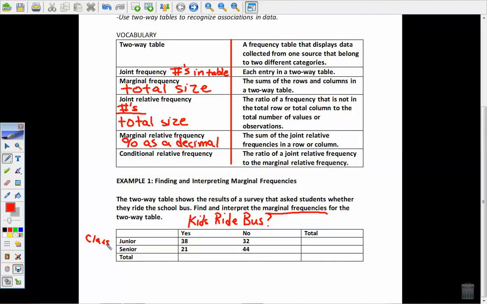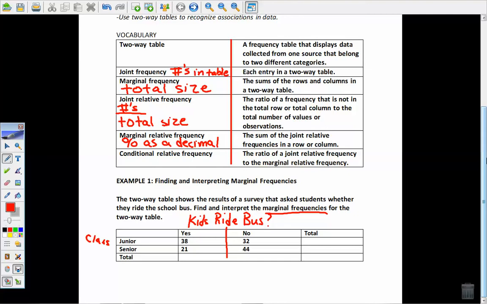Okay? So in this table right here, put my line right there. In this table right here, kids, we're asking ourselves the following. Can you find the marginal frequencies? In other words, the totals for this right here. Well, as we read this right here, guys, the joint frequency of 38, this just means the number of juniors that do or do not ride the bus. Okay, so the joint frequency of 38 represents the number of juniors that ride the bus.